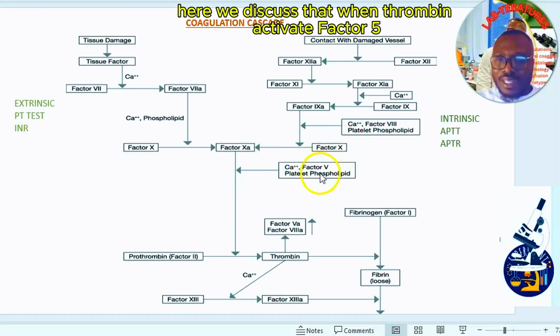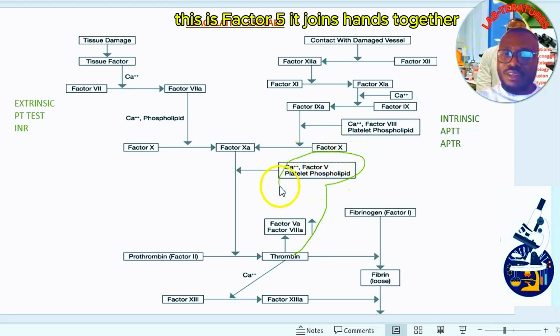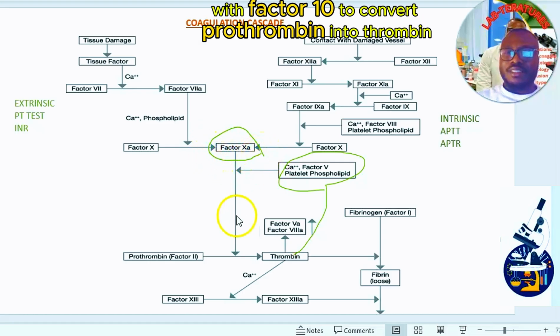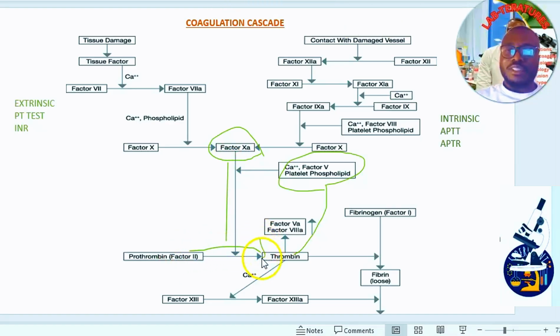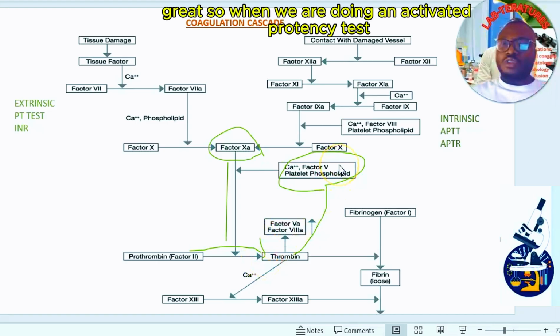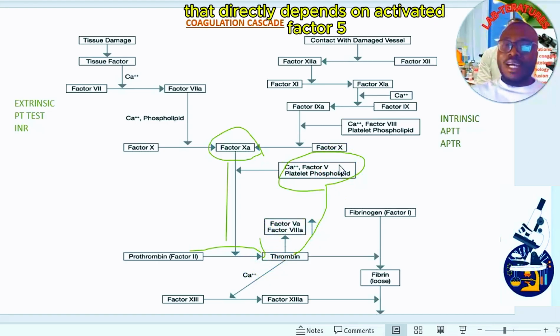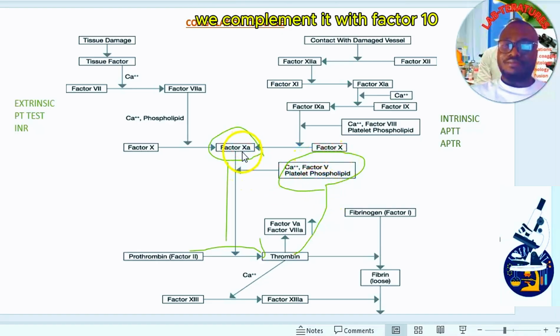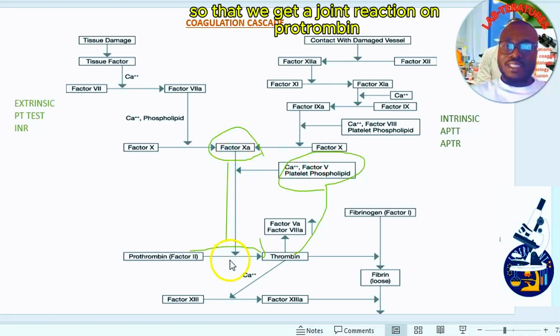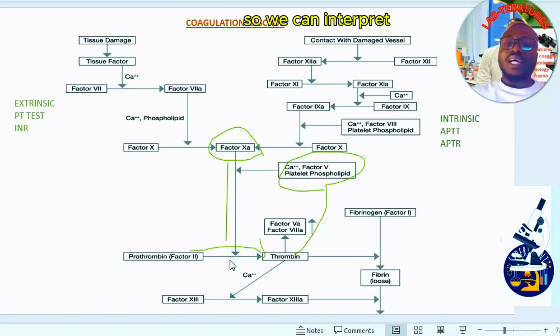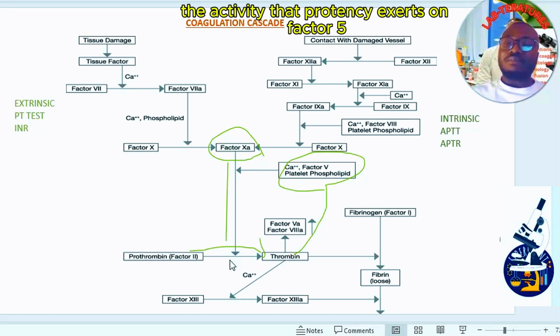Here we discuss that when thrombin activates factor V, it joins hands together with factor 10 to convert prothrombin into thrombin. Great. So when we are doing an activated protein C test that directly depends on activated factor V, we complement it with factor 10 so that we get a joint reaction on prothrombin, so we can interpret the activity that protein C exerts on factor V.